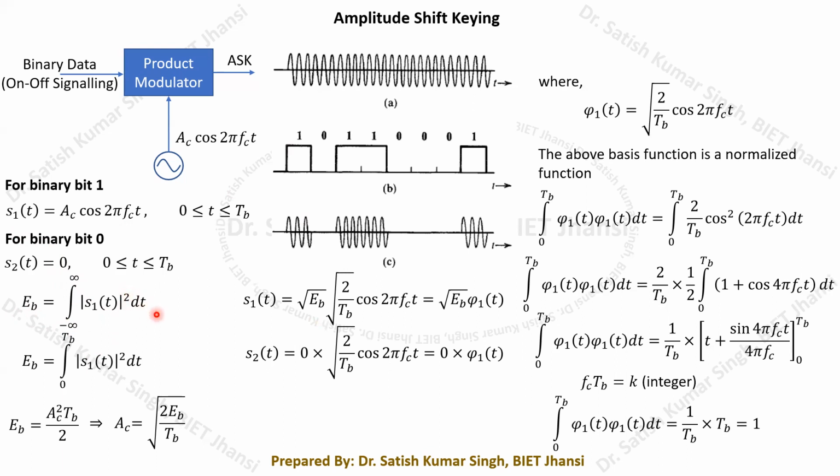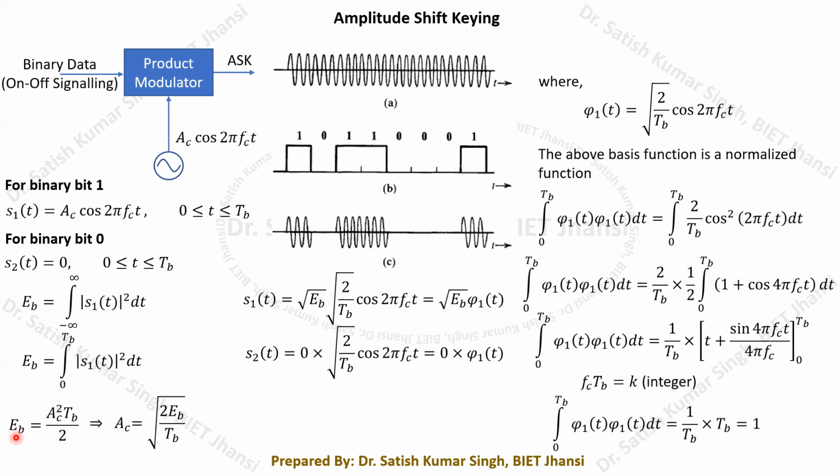So this way we can calculate the energy. Because the signal actually exists for the duration of TB, it can be integrated over 0 to TB, and then we can calculate the value of Eb. Here we have S1(t) equals Ac cos(2π fc t), which you can substitute here. Then you integrate it, and you will find that this gives the result Ac squared TB by 2. It is very simple to calculate. This will be the result while calculating this particular energy Eb.